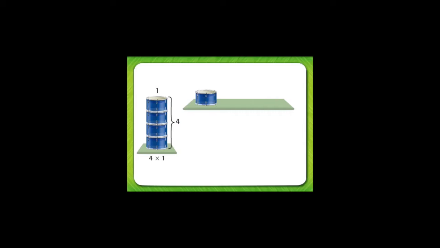Now let's suppose we have 4 drums. They can be stored on a shelf in 3 ways. What are the factors of 4? In the first arrangement, we can stack the 4 drums in one column. This shows the factors 4 and 1. We can also line the 4 drums up in one row. This also results in the factors 1 and 4.